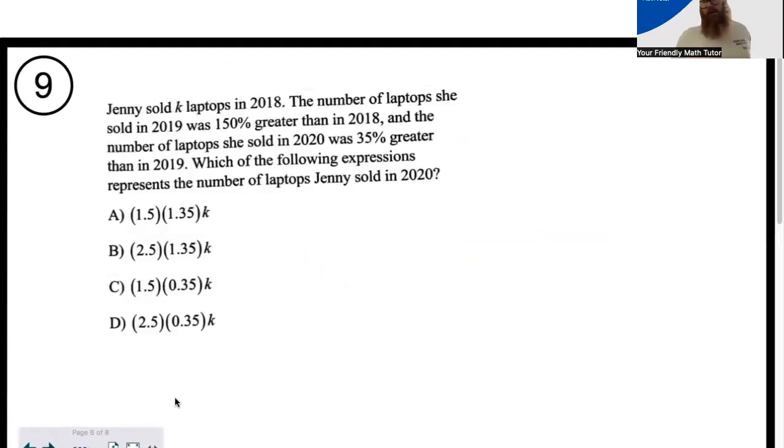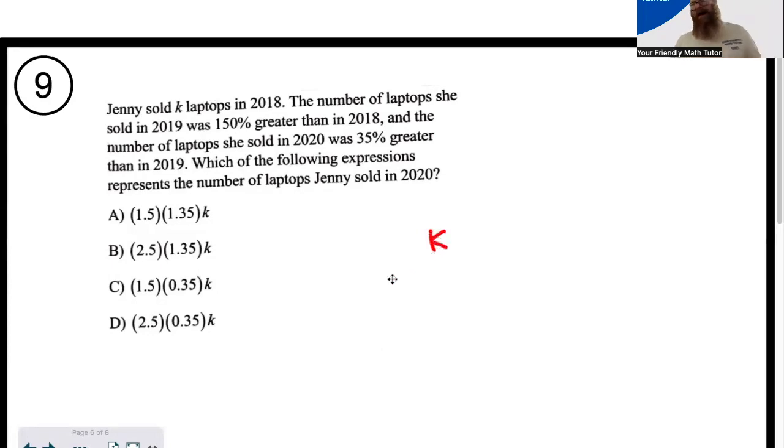So, a similar type of problem, percent increase for this one as well. The number of laptops sold in 2019 was 150% greater than 2018, and the number of laptops sold in 2020 was 35% greater than 2019. Which of the following is the number of laptops sold in 2020? And we start with K.